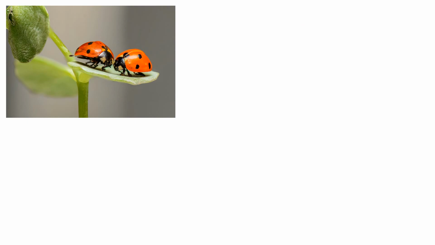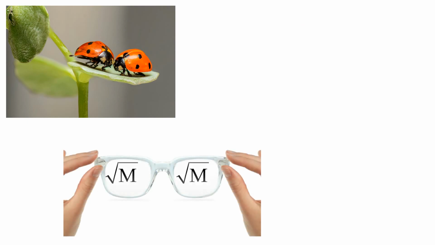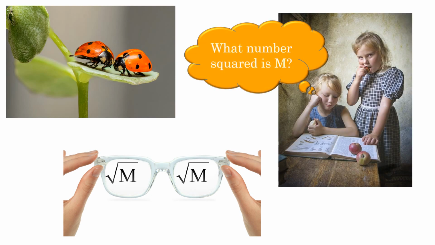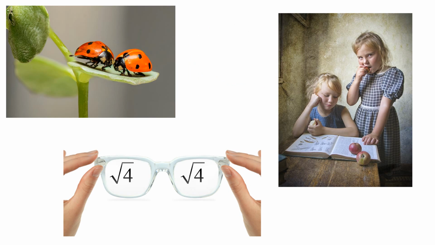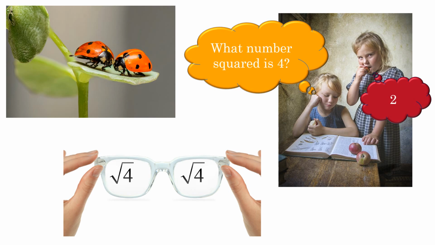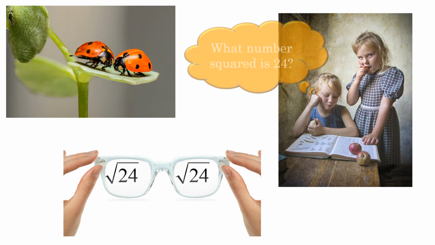Okay, now, item number 2. We want students, when they see square roots, to think of a question. Like for this one right here, the square root of m, of course they're going to say the square root of m, but we want them to think, what squared is m? And if they can answer the question, then they can simplify it. If not, then they can't. So for example, the square root of 4 is really asking what squared is 4. If they know the answer is 2, then they're good to go, right?